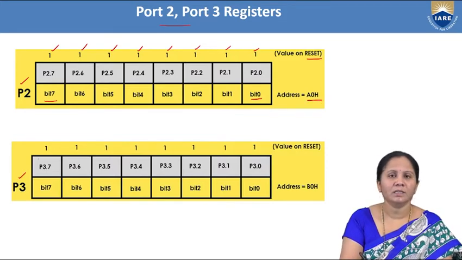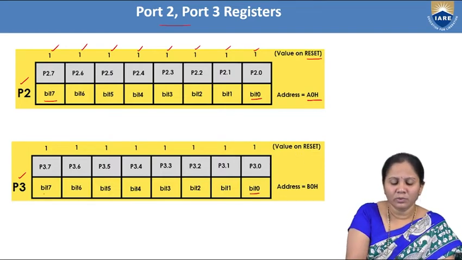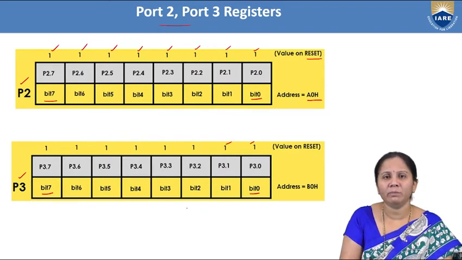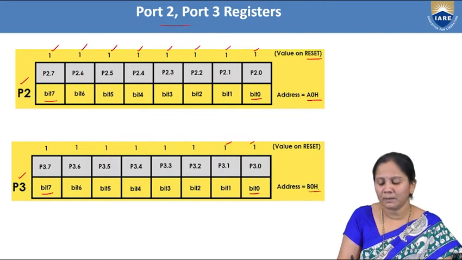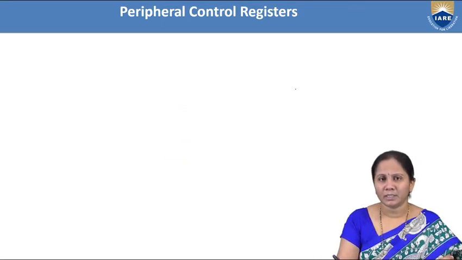And the next port is P3. Here P3 is also an 8-bit register. When port 3 is reset, all the bits will hold a value 1. Holding a value 1 means those port bits will be used as input port pins, and it has the fixed address in the SFR space, that is B0H. So that is about IO port registers.